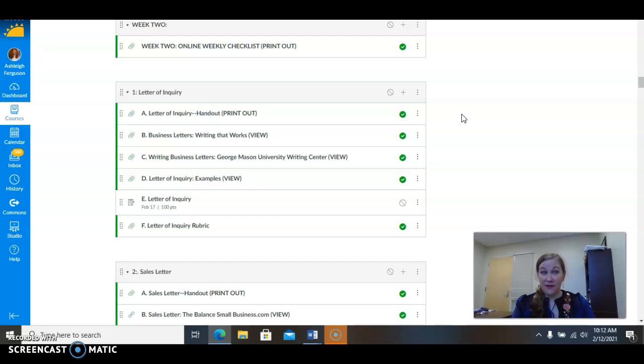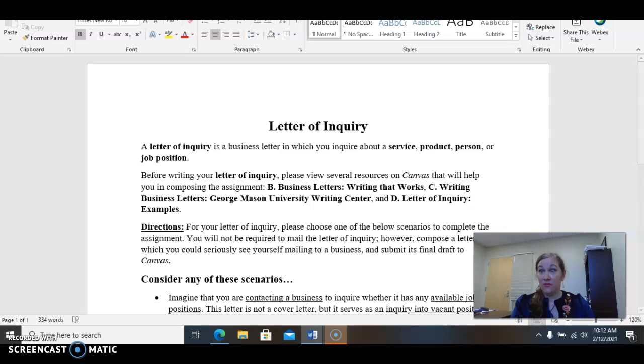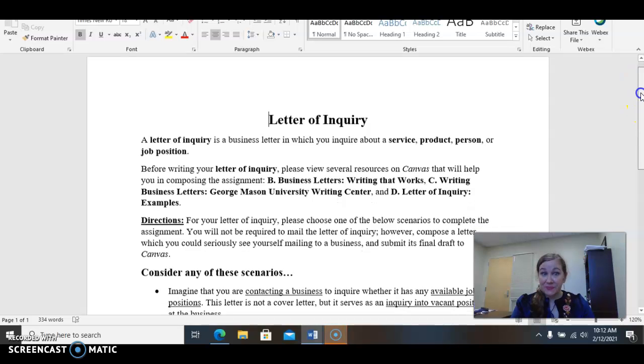So let's start out with your first assignment. Your first assignment is a letter of inquiry. Now, an inquiry is essentially you asking someone about something or for something. You're going to notice if you click on that letter A, that handout, this is going to be the handout which overviews the letter of inquiry assignment.